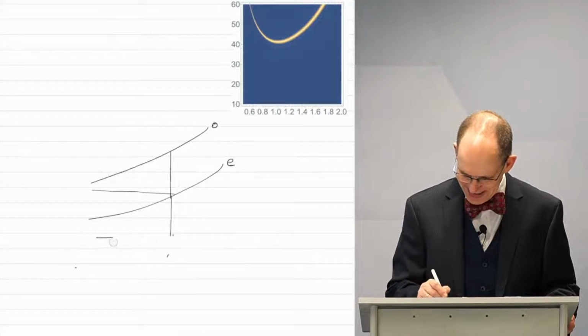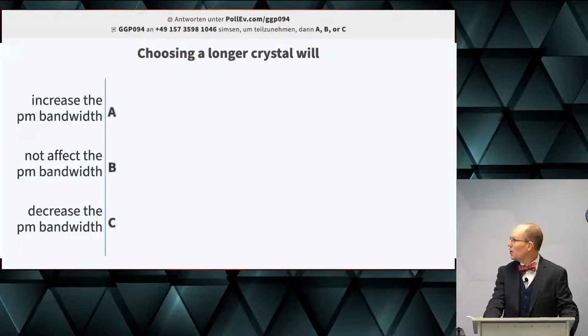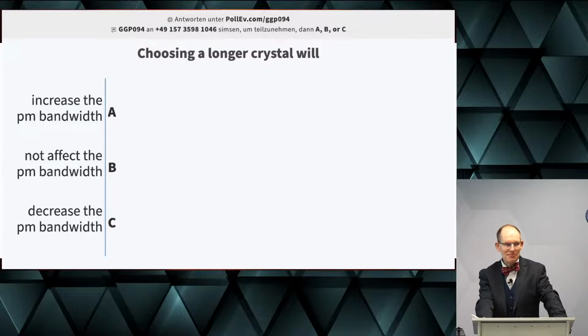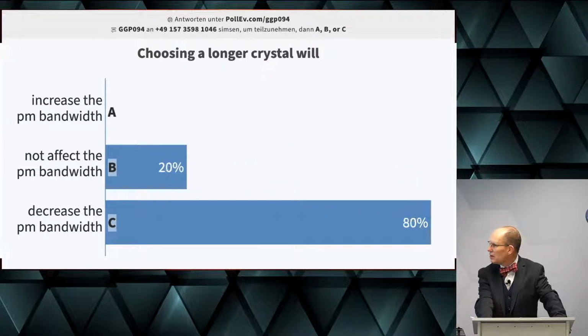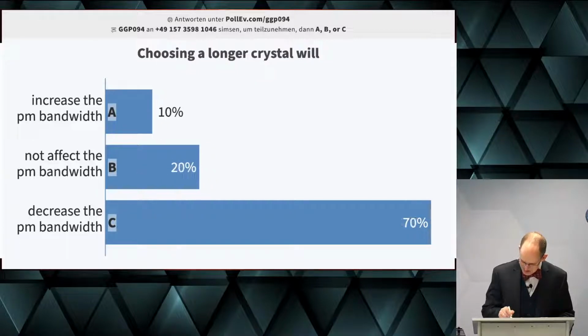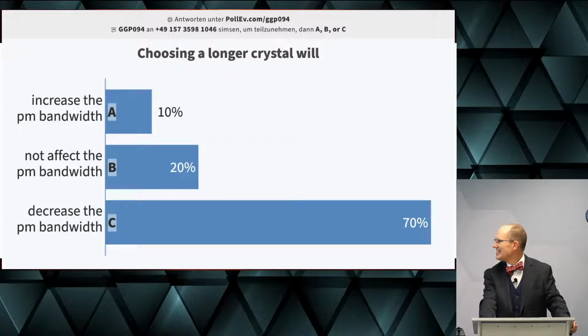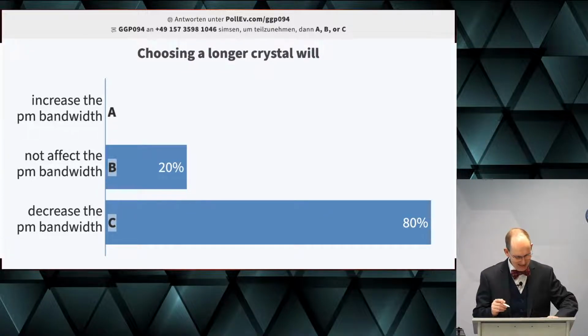Another question here: if we choose a longer crystal, I would like to know the effect on phase matching, whether phase matching is more critical or less critical, and so on and so forth. Here there's some disagreement. A was now deleted. Okay, let's see.